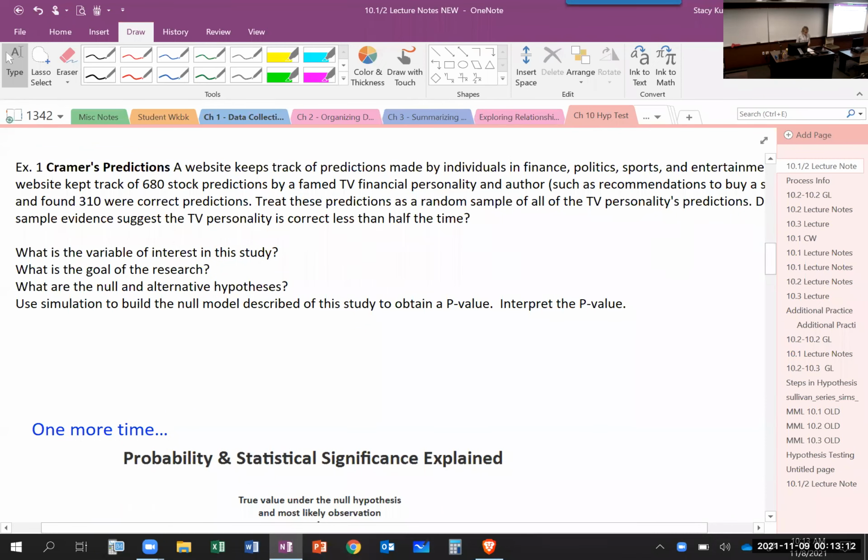Kramer's predictions. A website keeps track of predictions made by individuals in finance, politics, sports, and entertainment. The website kept track of 680 stock predictions by a famed TV financial personality and author, and found 310 were correct predictions. We want to treat these predictions as a random sample. And we want to know, does the sample evidence suggest that this TV personality is correct less than half of the time?